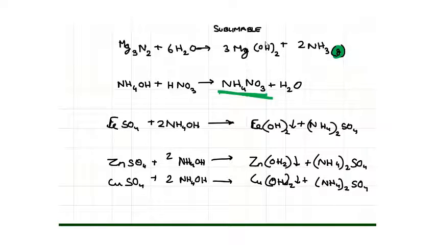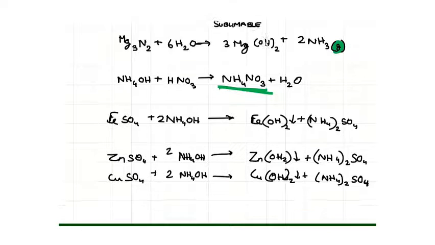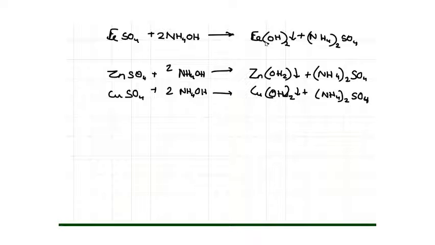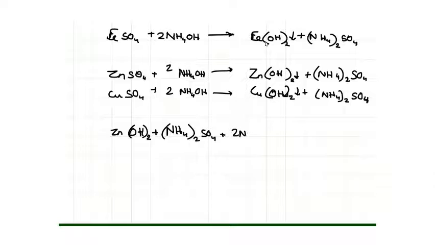But what happens when we supply excessive ammonium hydroxide even after the products are formed? Let's take a look. Zn(OH)2 plus the product (NH4)2SO4. Now here we will add some more ammonium hydroxide, plus 2 NH4OH.